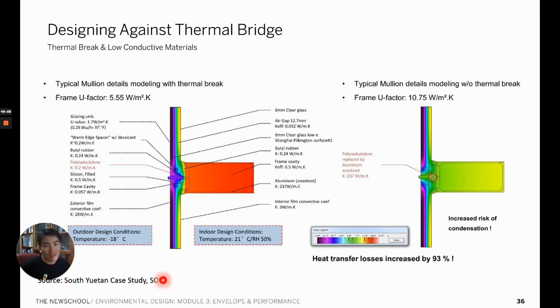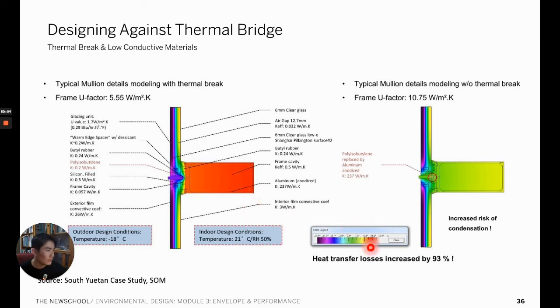The image on the left represents the well-designed detail with the proper thermal break placed on the portion of the connecting bolt in order to prevent the heat flow through the connection bolt. You can see that the temperature gradient is being created while maintaining the inner portion of the mullion nice and warm when you look at the legend on the right.